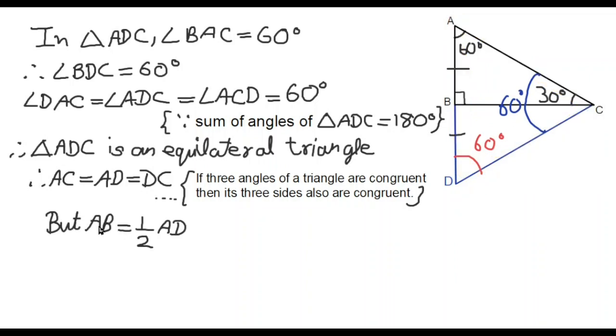Okay, now the next step, but AB is equal to half AD. Okay, AB is equal to half AD. Now see, AB is this side. Okay, this side is half of this full side. Okay, this full side is double this side. AB is equal to half AD. Why? Because of our construction.